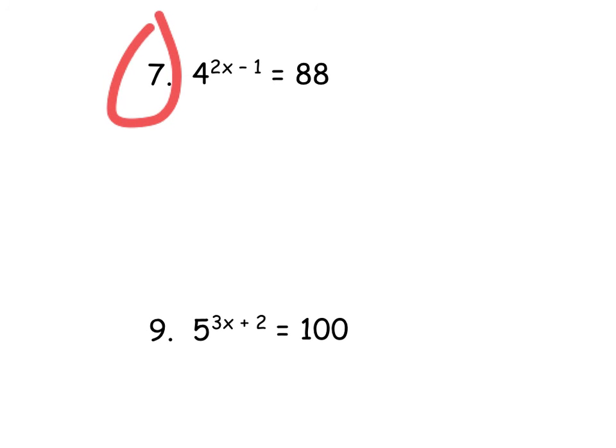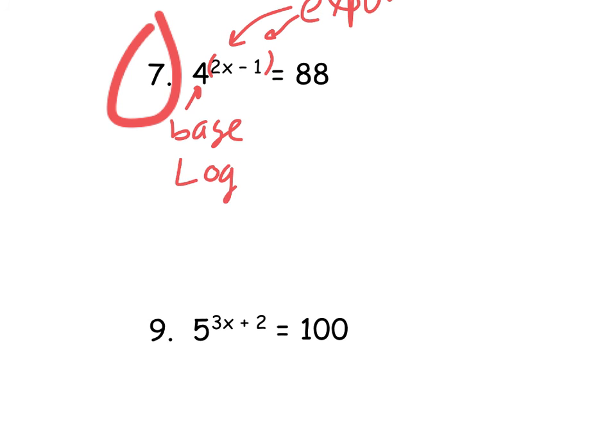So this is an exponential equation. We have a variable in the exponent. We want to write it as a logarithmic equation. Your base is 4, and your exponent is 2x minus 1. So just remember, when it's in a logarithmic equation, it's always equal to the exponent. So log base 4 of 88 equals 2x minus 1. Okay? So find that. What is log base 4 of 88?